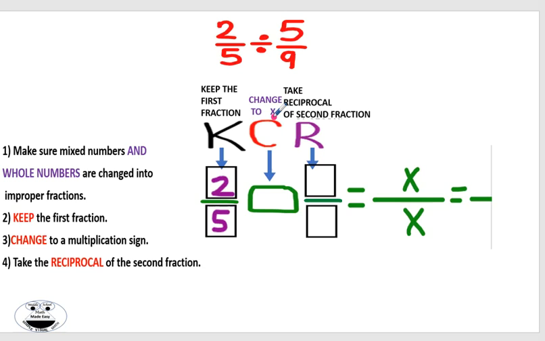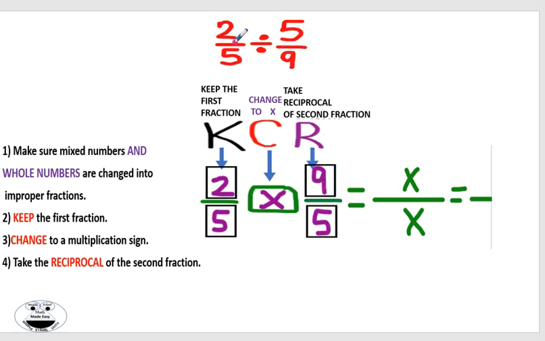C, change to X, change to multiplication. So we're changing it from division to multiplication. And 5/9, the second fraction, we're going to do R, take the reciprocal, which just means to flip. We're going to take the 5 and we're going to put it on the bottom instead of the top. And we're going to take the 9 and put it on the top instead of the bottom.